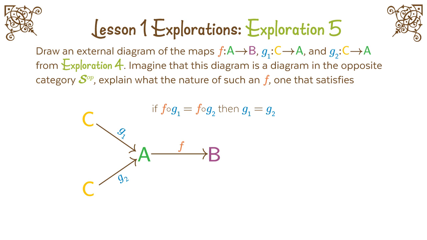You can just cheat, ignore what I said, and just use the duality principle to form a new definition. Reverse all the arrows and reverse the order of the composites, and you get that H must satisfy: if G1 following H is equal to G2 following H, then G1 is equal to G2. Then you can stay in S and explain the nature of that H. But I actually think it's easier to understand this definition in S^op. So let's do what the problem says and explore the nature of such an F in S^op.